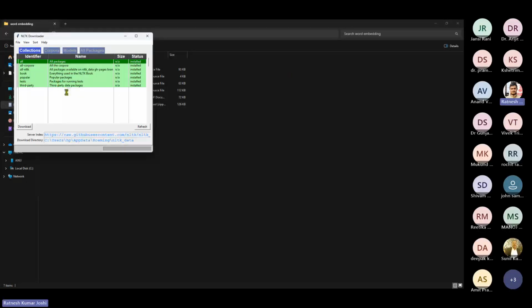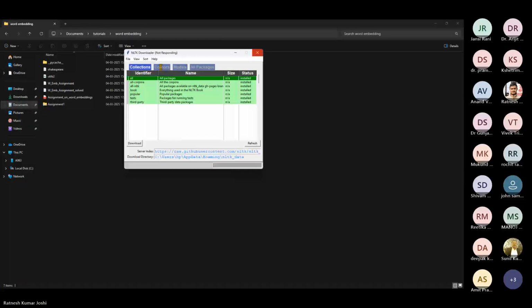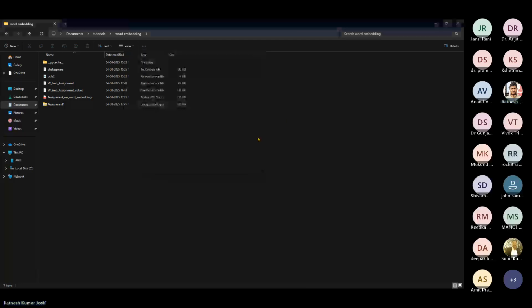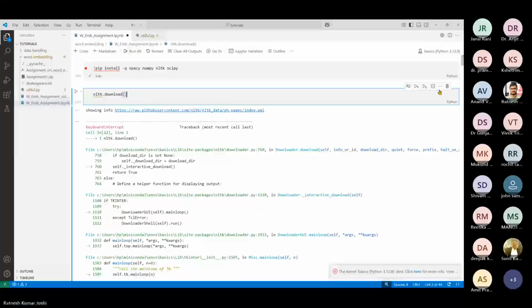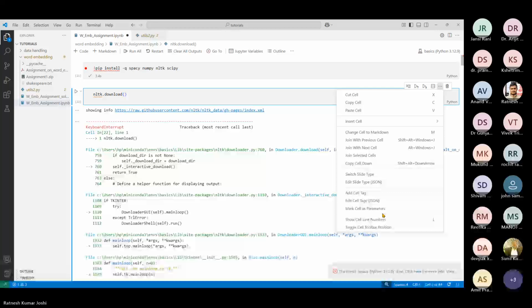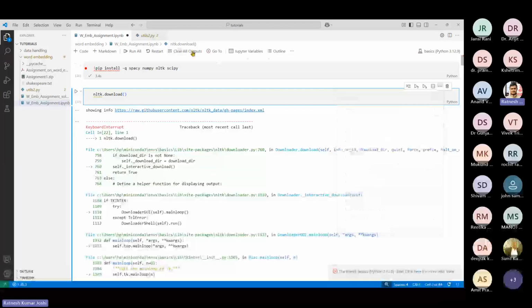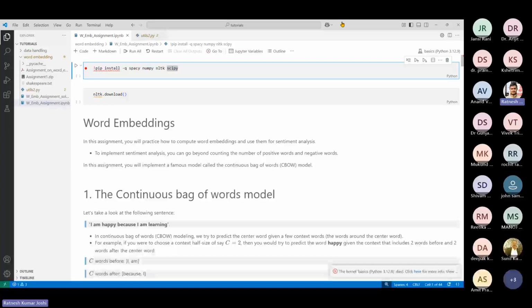A pop-up will come up, and it will show all the packages that you have to install. When you click on download, it will install all the packages that are missing and that you are required to install. After you are done with it, you can just close it and it will have installed all the packages. I hope that is clear. Any other questions?